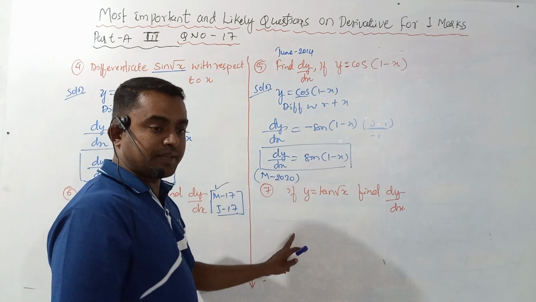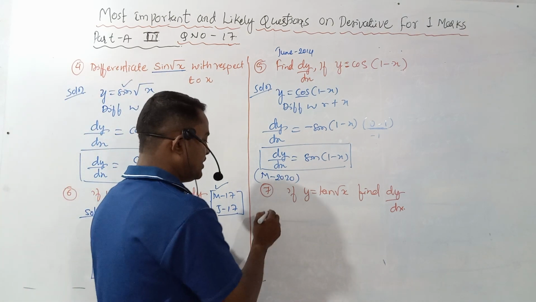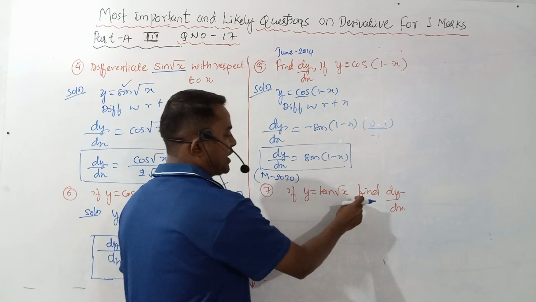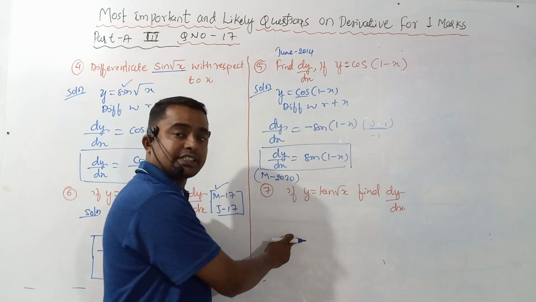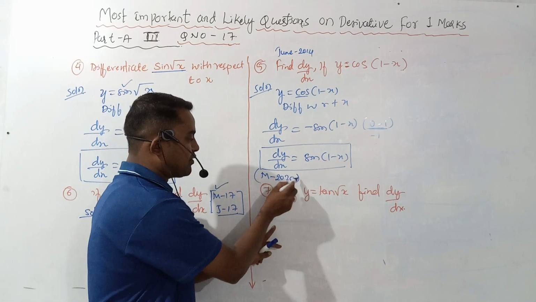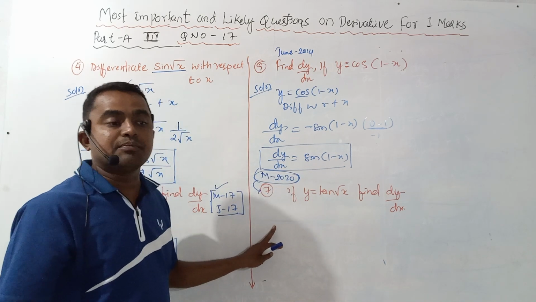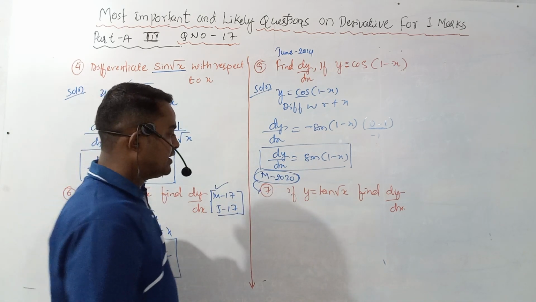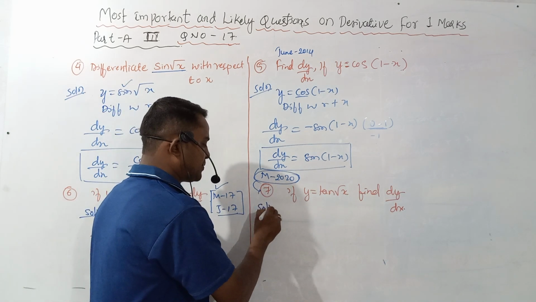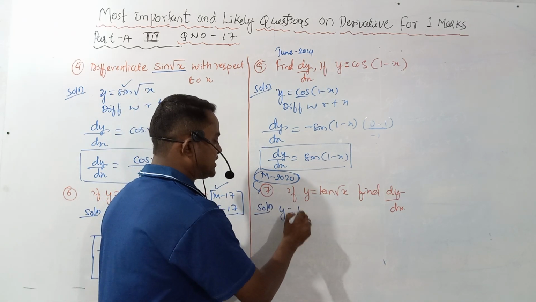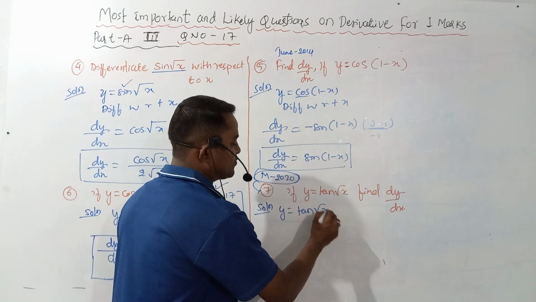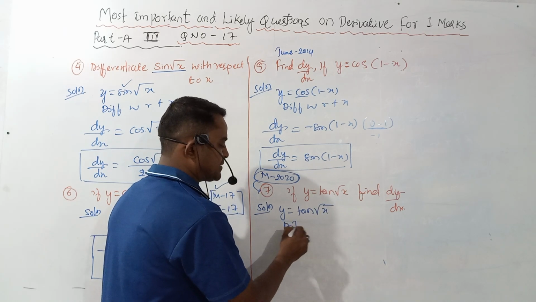Next, it is also the same. If y is equal to tan root x, find dy by dx. This question has been asked in March 2020. This question number 7 is March 2020. Write the first step of the solution. y is equal to tan root x. Differentiate with respect to x.